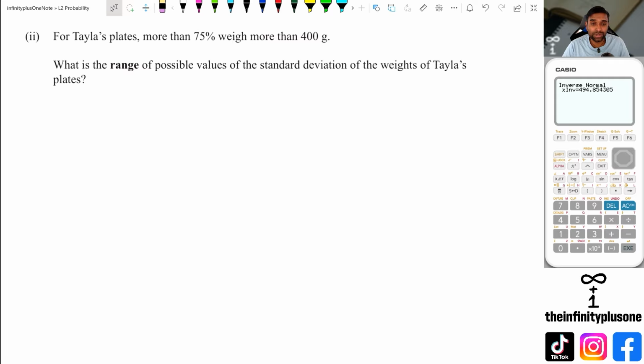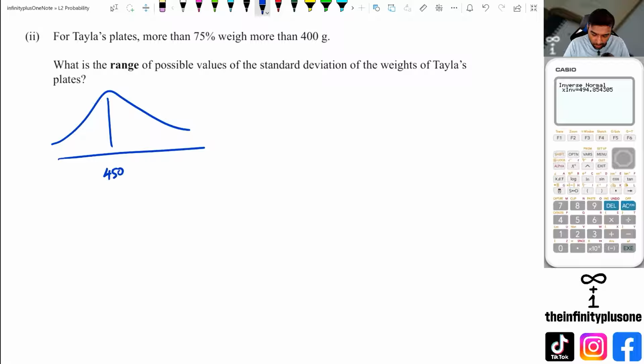Going to the next question. So for Taylor's plates, more than 75% weigh more than 400 grams. So we're going to put down a little diagram here. So we know the mean is 450 and we've got 400, and all of this yellow part is equal to 75%. So that's going to be 0.75. What is the range of possible values of the standard deviation of the weight of Taylor's plates? Okay, so the first thing that we kind of know here is we need to figure out what the weight is: for Taylor's plates, more than 75% weigh more than 400 grams.